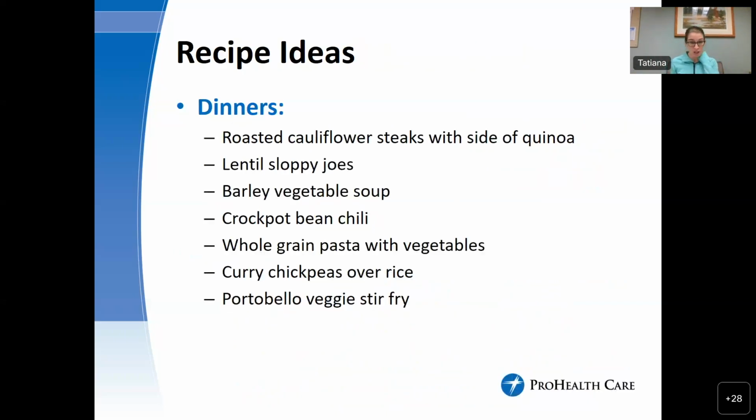For our dinners, we could do things like a roasted cauliflower steak with a side of quinoa. If you haven't done cauliflower steaks, something I highly encourage you to try. Super simple. You just buy yourself a whole head of cauliflower. You're going to cut lengthwise, right? So we're going to get these whole big pieces, usually about an inch thick, and you can roast them, grill them. They get a little caramelized. They're so tasty and tender.